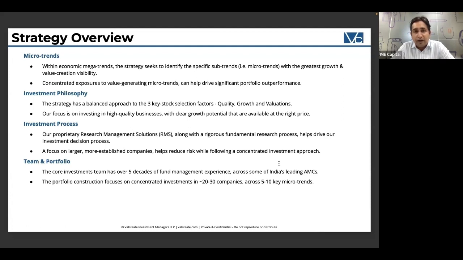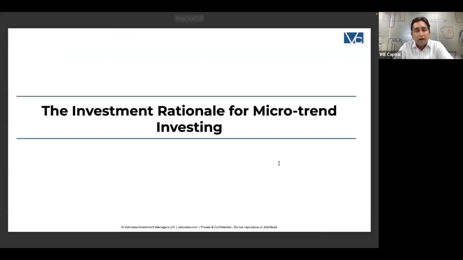But just to give you a brief highlight, the core investment team has over 5 decades of fund management experience across some of India's leading AMCs. This includes ICICI Pru, Kotak, HDFC, and Larsen. Also, the portfolio construction will focus on concentrated investments in 20 to 30 companies across 5 key microtrends. So this is a brief overview of what the strategy is and what we'll be covering. Now, let's first understand what is a microtrend and what is the investment rationale for microtrend investing.